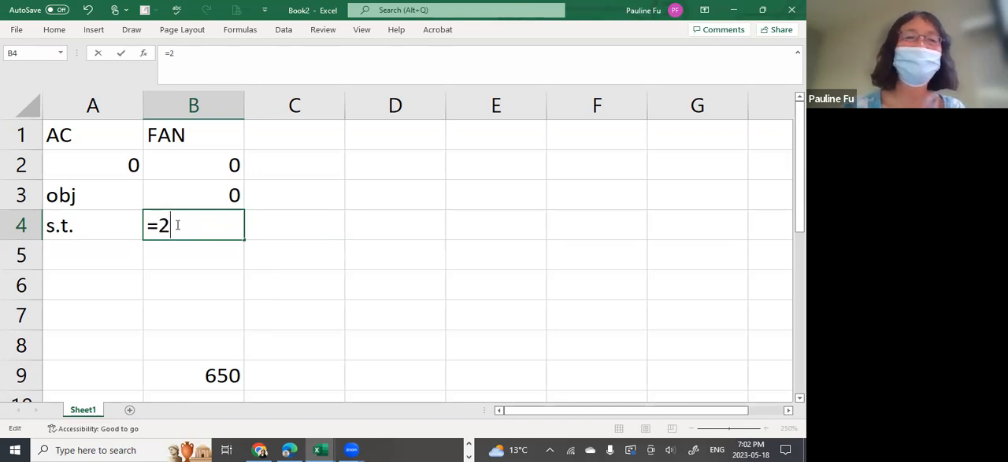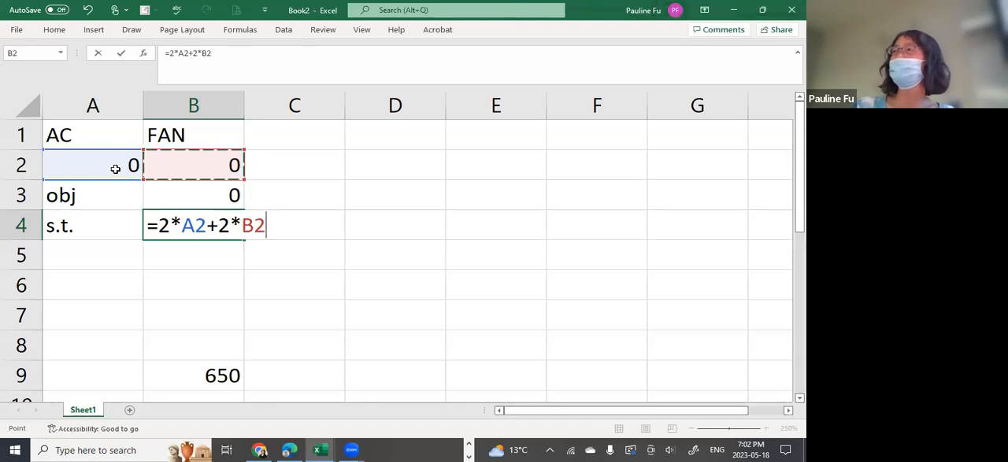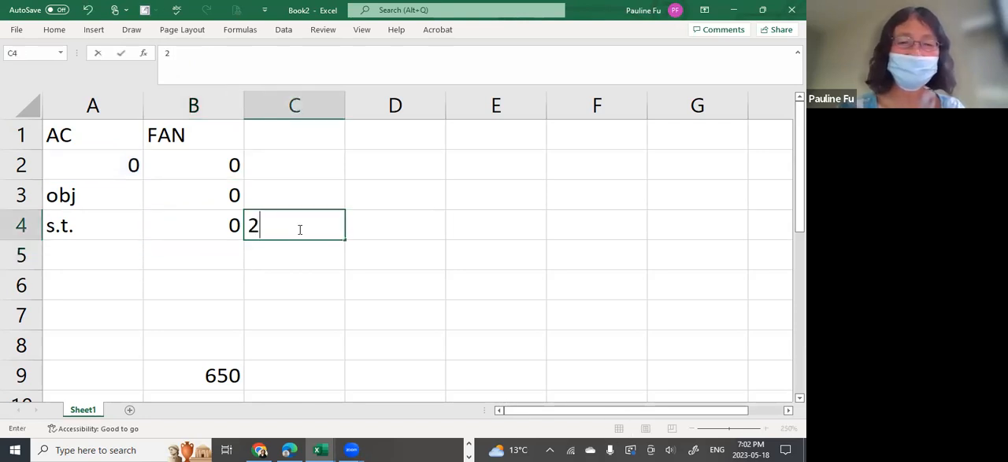You need 2 hours for AC. How many AC? You have X AC. A2 represents X, the number of AC. And plus, you also need 2 hours for fan. How many fans do you have? You have Y. Y is B2. B2 represents the number of fans. So this wiring time will not exceed 250.